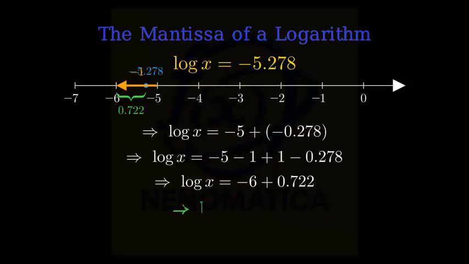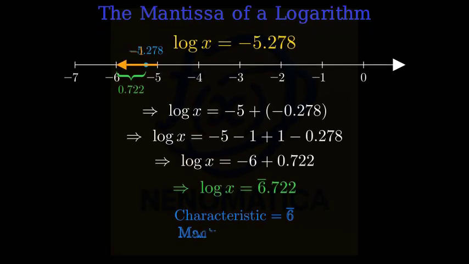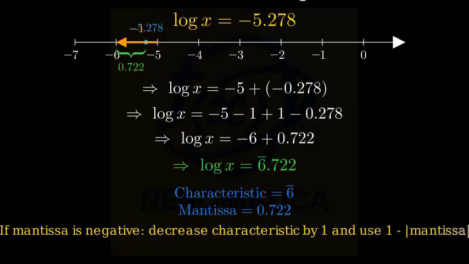Step 4. Write in standard bar notation for a negative characteristic with a positive mantissa. Therefore, the characteristic is bar 6, and the mantissa is 0.722. General rule: whenever the mantissa is negative, decrease the characteristic by 1 and subtract the fractional part from 1 to make the mantissa positive.